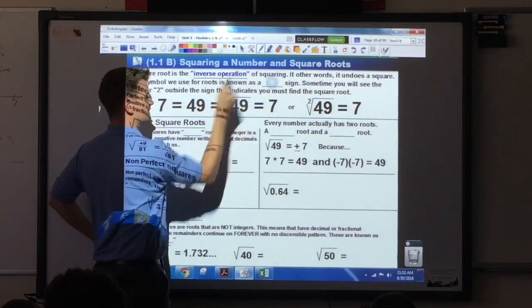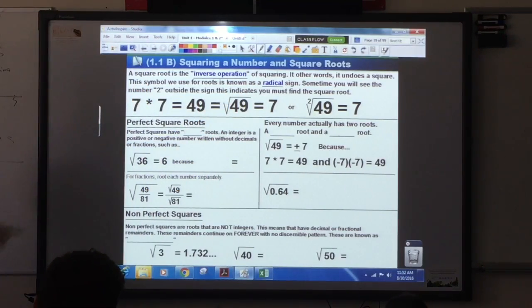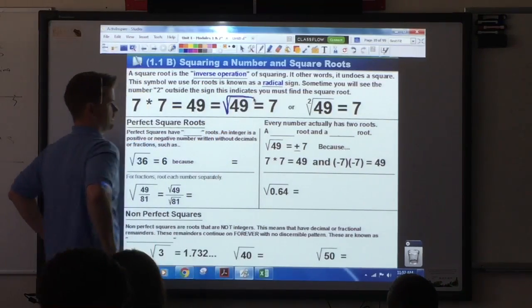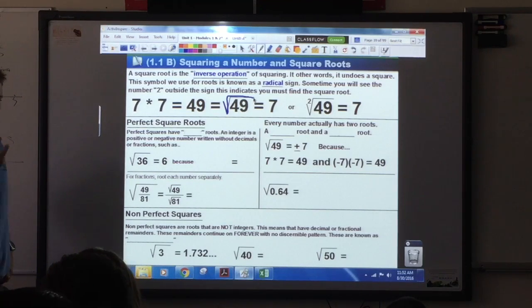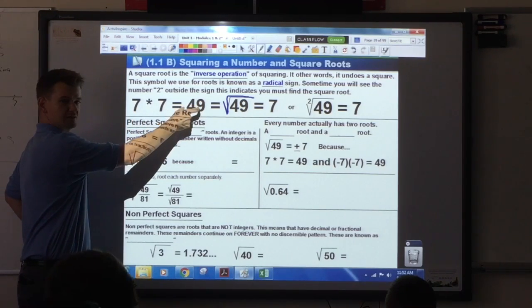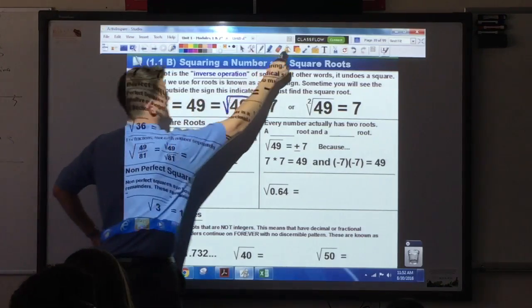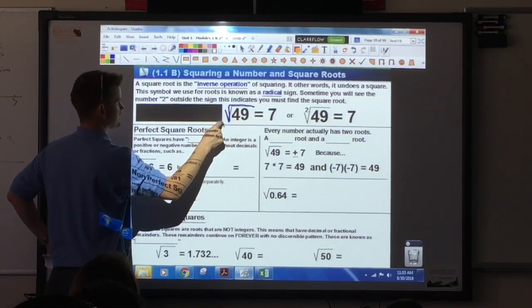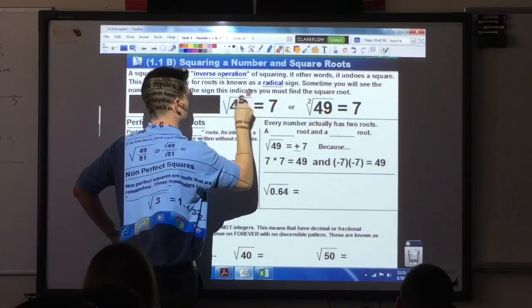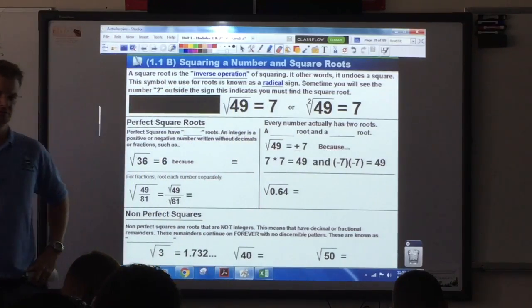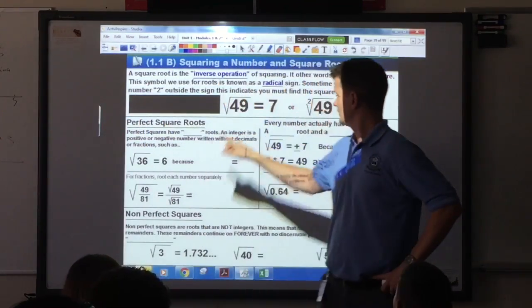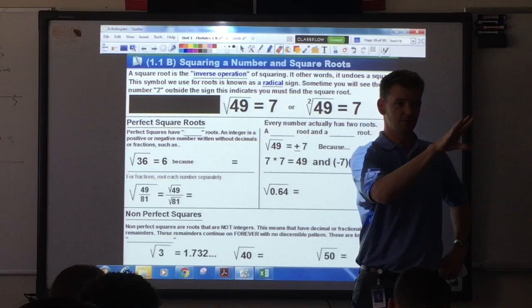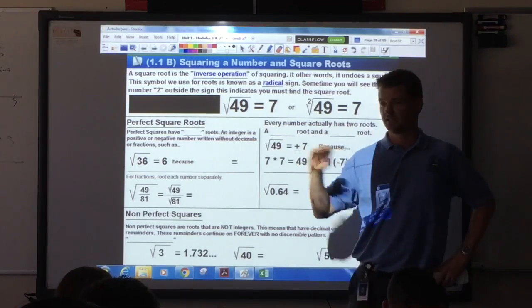Now, the symbol we use for roots is known as a radical sign. It's this little sucker right here. Radical. That's what it's known as. Now, we know from the previous slide that 7 times 7 gave us 49. But what if I did not have any of that information? What if I just said, hey buddy, I want you to tell me what the square root of 49 is? Which means I want you to tell me, okay, 49, I want the root. I want you to tell me what two numbers you multiplied together. Remember, it has to be the same number with the same sign to get 49. What would you tell me?